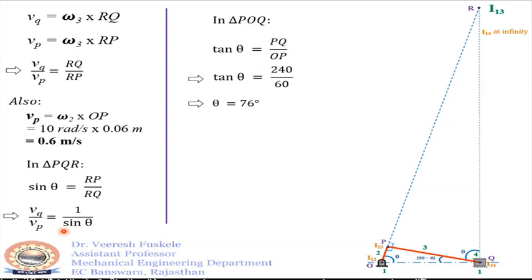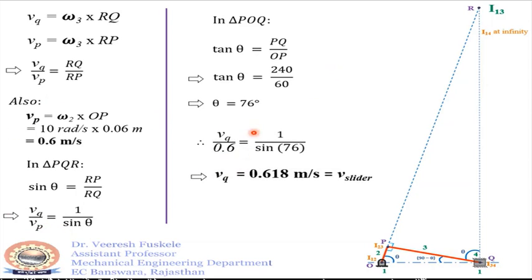Knowing theta, now we can find out VQ from this ratio. So VQ upon VP is 0.6 and 1 by sine 76 degrees. So this will give us VQ as 0.618 meter per second. This is the velocity of the slider.